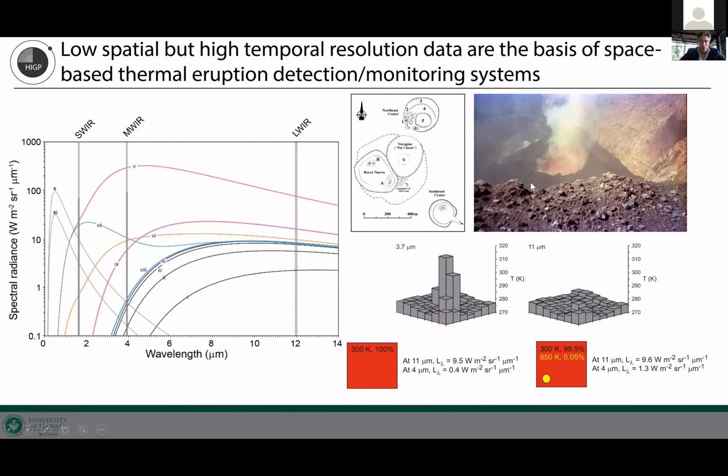If there's something small and hot in a large pixel, you'll see a big signal at this wavelength, not such a big signal at this wavelength, and that will allow us to develop an algorithm which will help us isolate or segment these 4 pixels from within a million other pixels in the image. Okay.